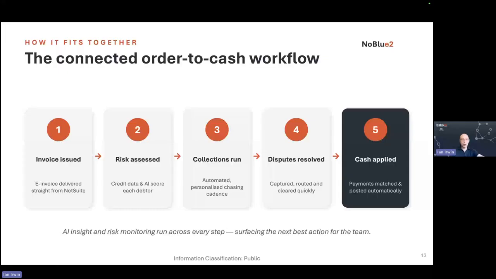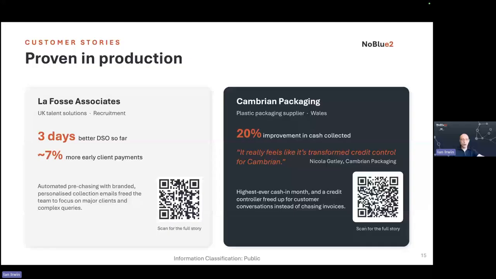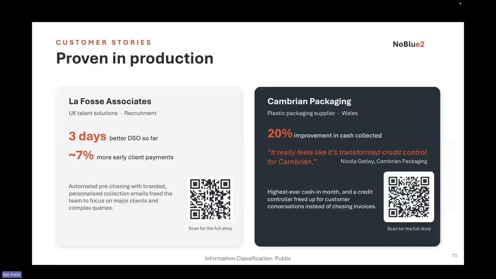The FOSS, in the month following which they went live, reported to us that they saw an immediate uptick whereby 7% more of their customers paid them early, so before invoices were due, as a direct result of chasing through TaskCollect. Additionally, Cambrian Packaging, one of our other customers, and very kindly, both companies have given us a nice case study on the website, which you can see QR codes if you wish to go and review those.